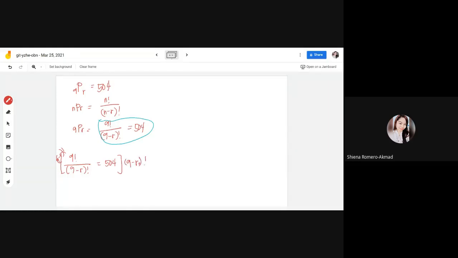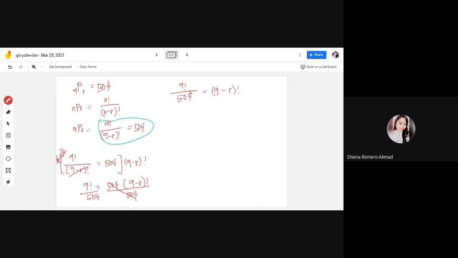Kasi pag nandun sa isa kanina, hindi niyo siya maintindihan pag hindi in-explain. So we have 9 factorial equals 504 times 9 minus R factorial. Next, we divide both sides by 504 kasi ang kailangan lang natin dito matira is CR. So we have 9 factorial divided by 504 equals 9 minus R factorial.